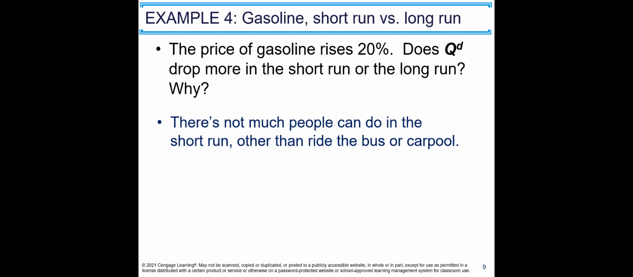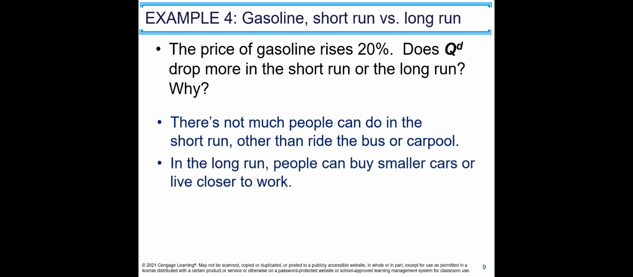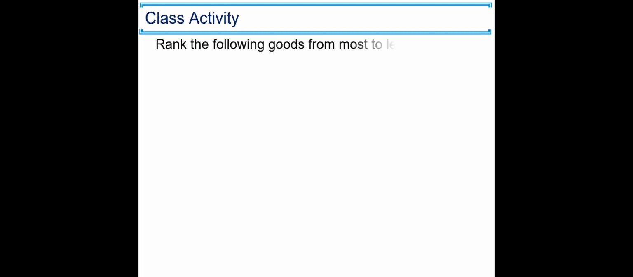So people are more elastic. That means the quantity demanded for gasoline is more elastic in the long run compared to the short run. In the long run, people can buy smaller cars or live closer to work. Price elasticity is higher in the long run.